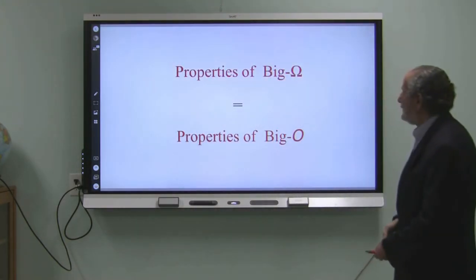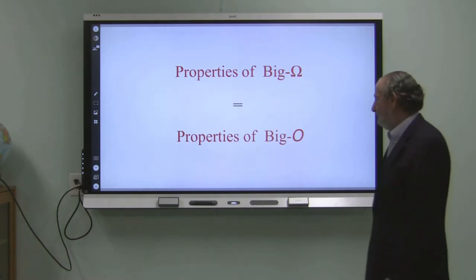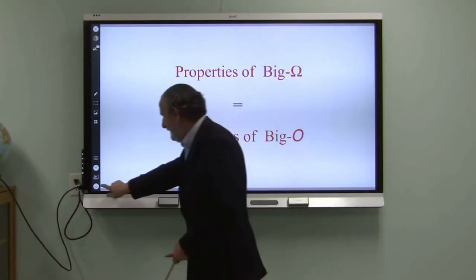What are the properties of big omega? The same as the properties of big O. Transitivity, addition, multiplication, the same properties.